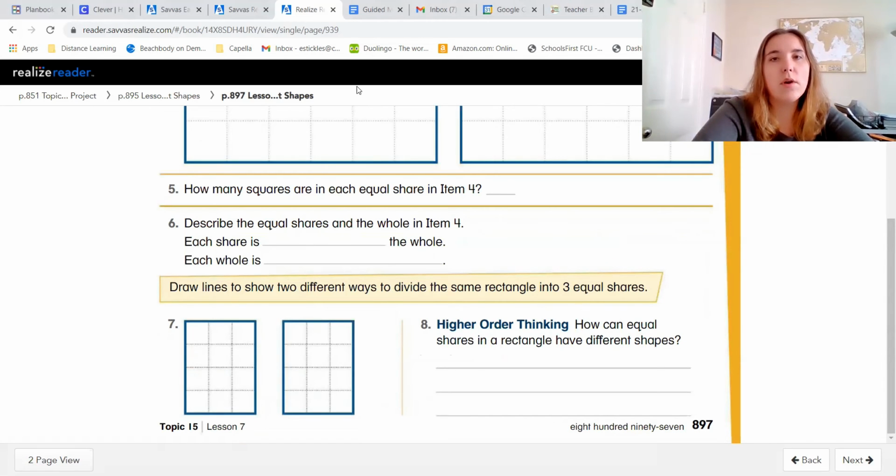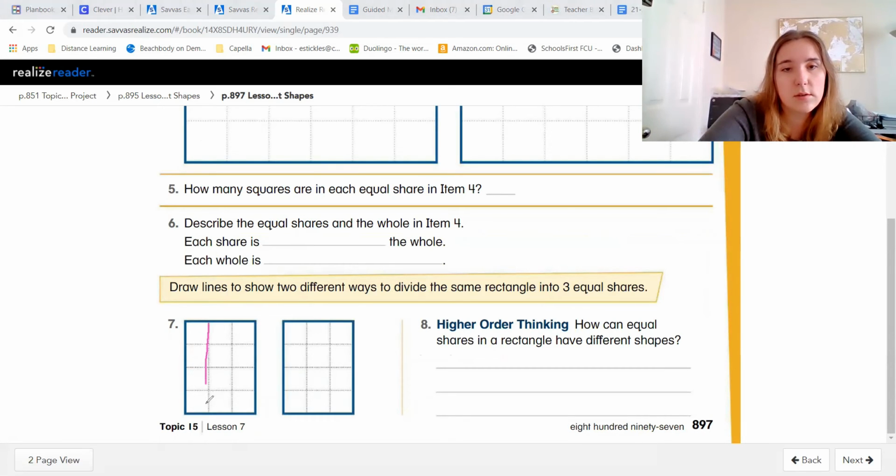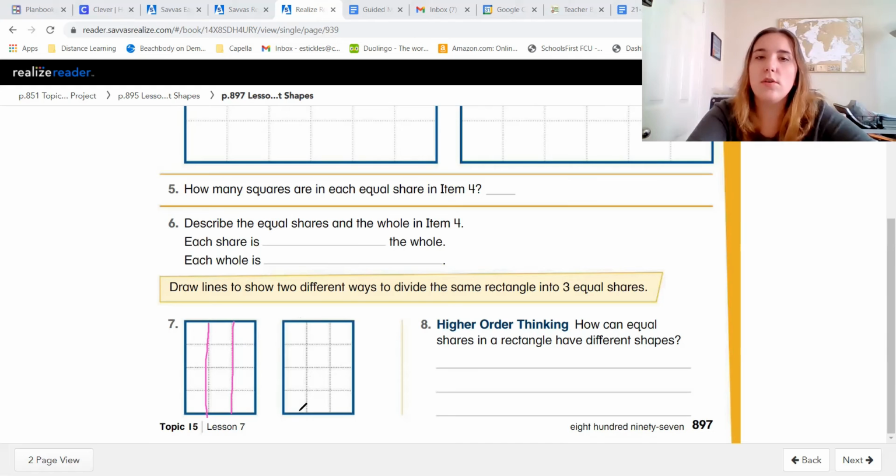So I want you to do this too. Let's see. Well, I see that there's 3 columns, so I'm going to split it in thirds like this. 1, 2. And then now I want to make it a little bit more creative. Let's see how many squares I have. 1, 2, 3, 4, 5, 6, 7, 8, 9, 10, 11, 12.